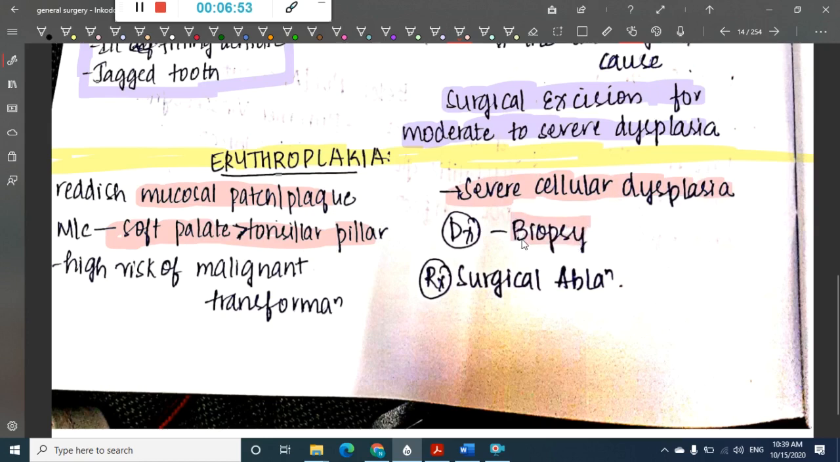So diagnosis is biopsy, and because it has high risk of malignant transformation, surgical ablation is the treatment of choice for erythroplakia.